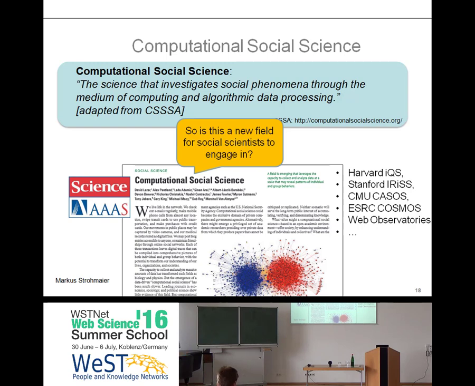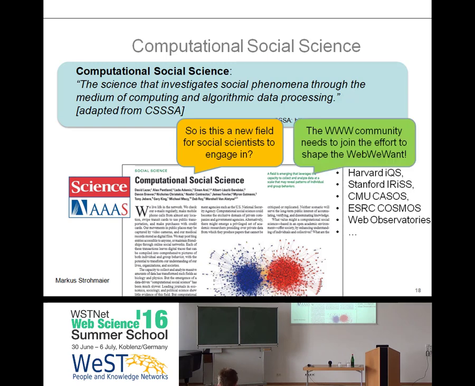It's called computational social science in the end. So one might be tempted to ask, is this a new field for only social scientists to engage in? And I would strongly argue against that. I would strongly say that these are interdisciplinary issues, and the World Wide Web community and the web science community need to actively join this effort to shape the web we want.